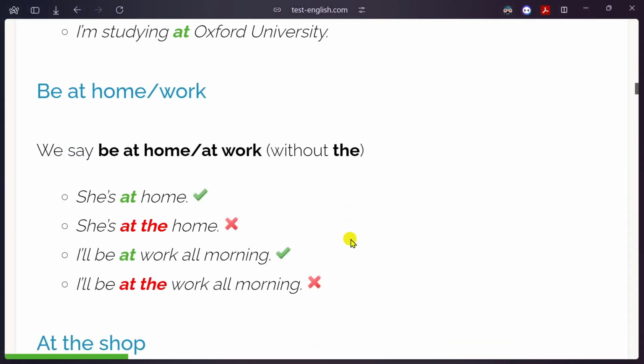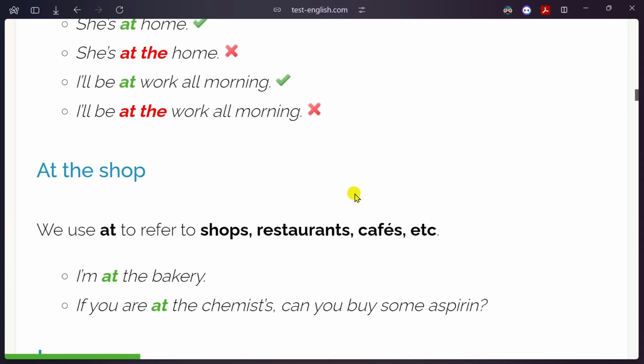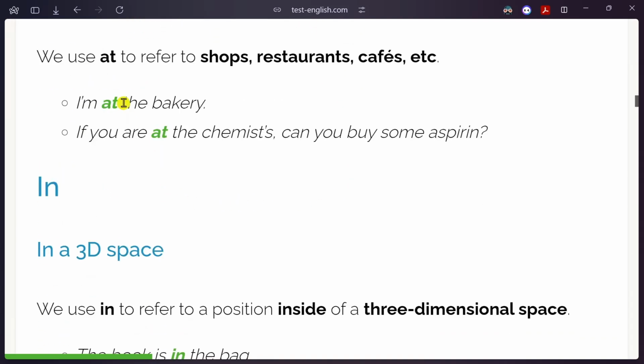What else? Be at home, be at work, you see? Not "the home", "the work". You see articles here? At the shop. I'm at the bakery. I'm at the chemist. Can you buy some aspirin? Chemist is the pharmacy.